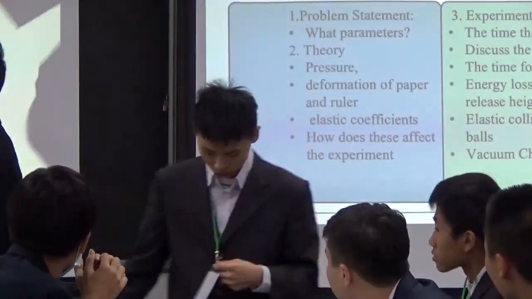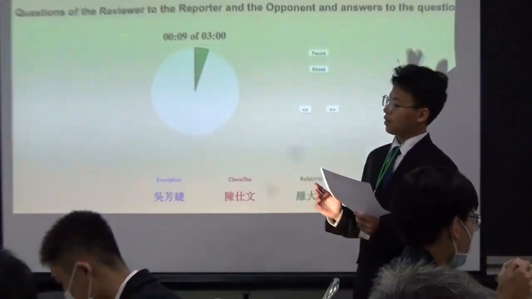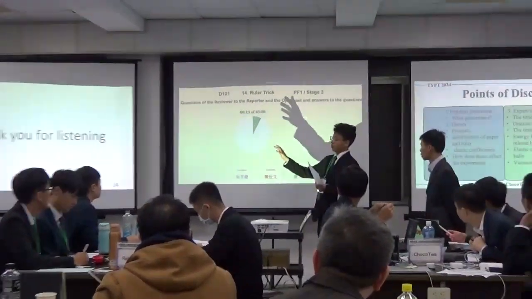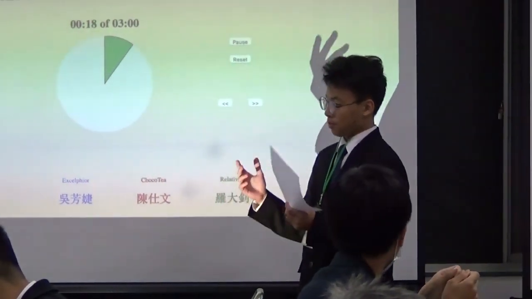Hi, I'm a reviewer for Team Relativity, and I want to ask the reporter, you use the Bernoulli principle in your theory, but the Bernoulli principle can only be used in steady flow, and in your model it's not. Do you think physically this principle is right?